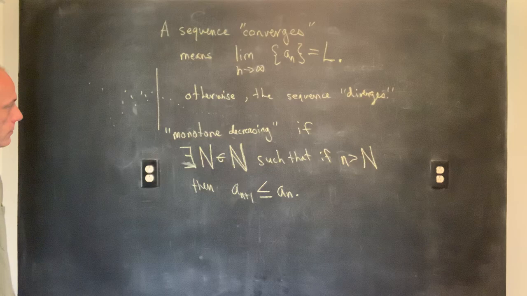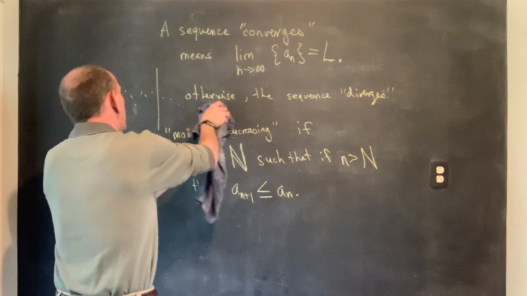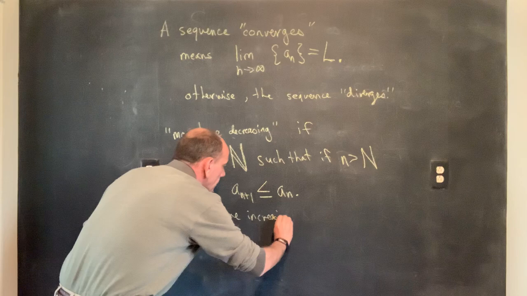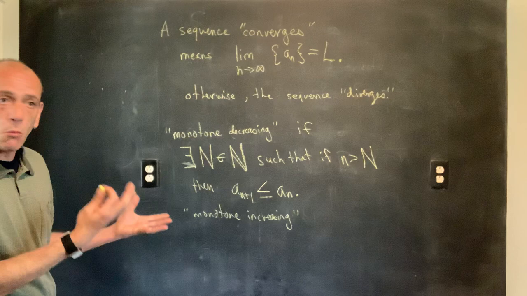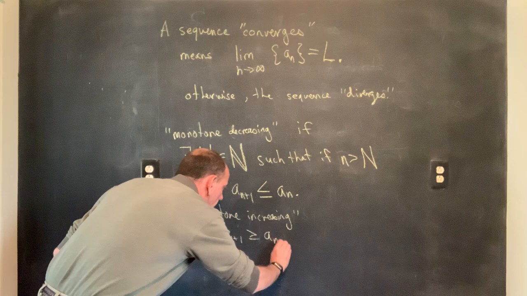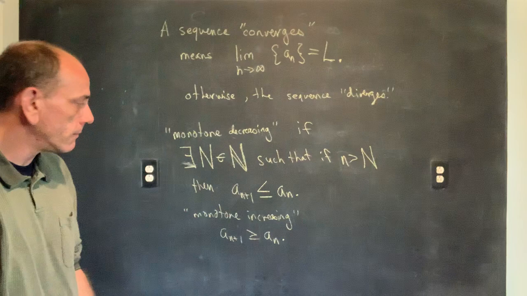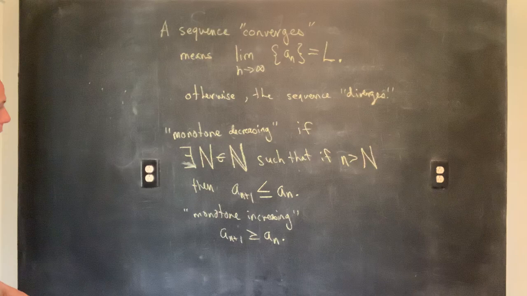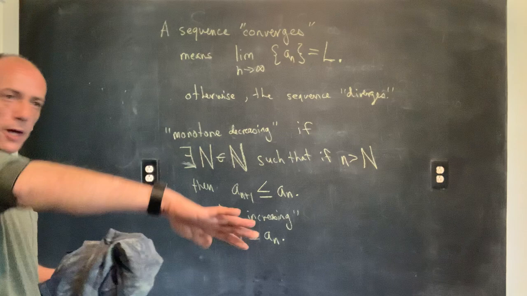That's monotone decreasing. On the reverse side, of course, there's monotone increasing. Just the reverse: there's some number so that forevermore, the next term, a sub n plus 1, is greater than or equal to a sub n. So in other words, it's non-decreasing. It can stay the same for a while and then keep going on. That's okay, just as long as it's not reversing. So that's what it means to be monotone: it has a consistent behavior after a certain point.